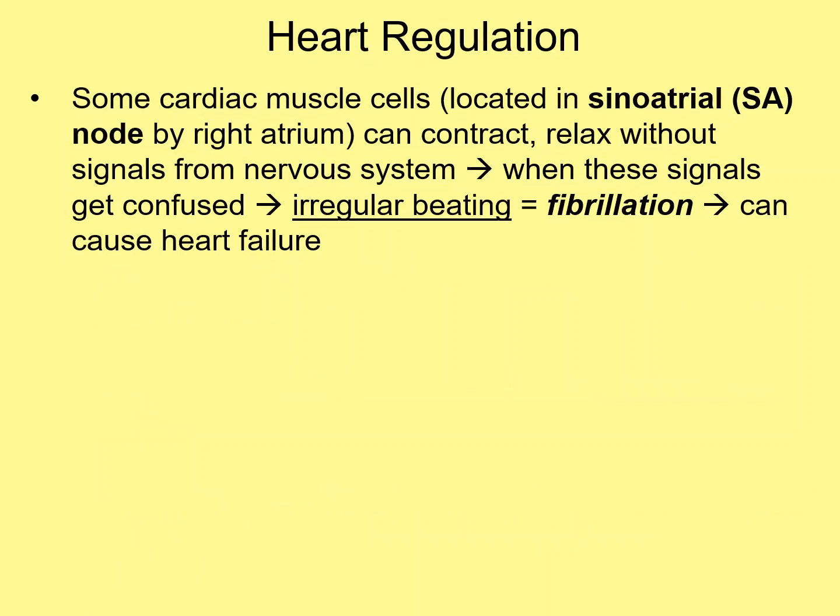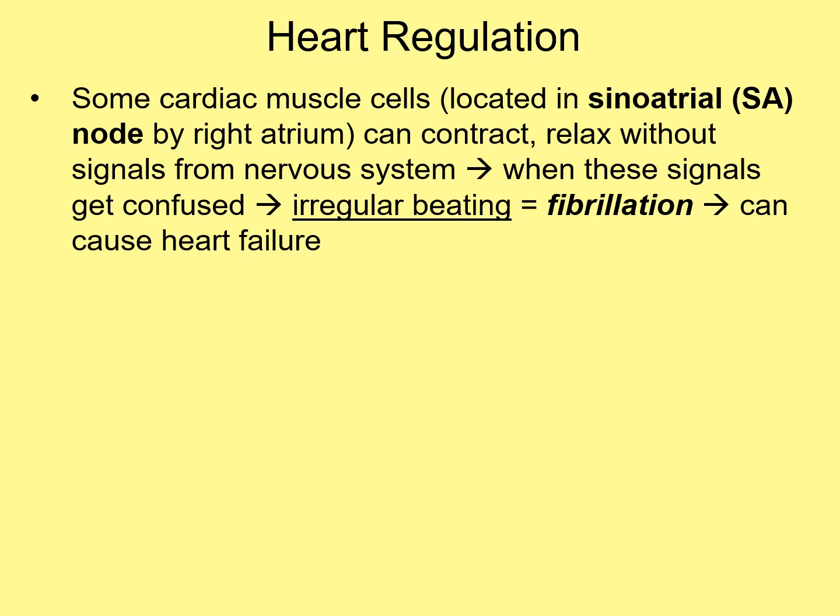So what regulates our heartbeat? How fast it beats, and whether the atria contract together like they're supposed to, and the ventricles contract together like they're supposed to. We are getting signals to our heart from our brain, but your heart also has essentially an internal pacemaker of its own.